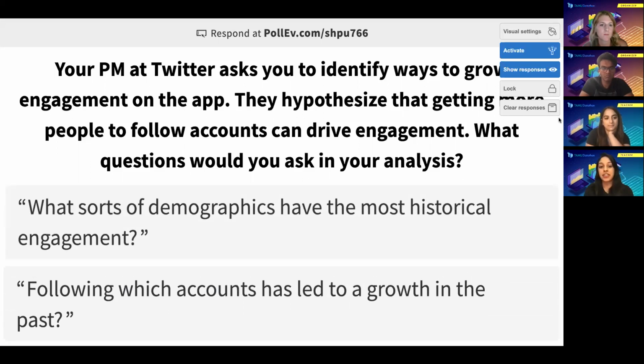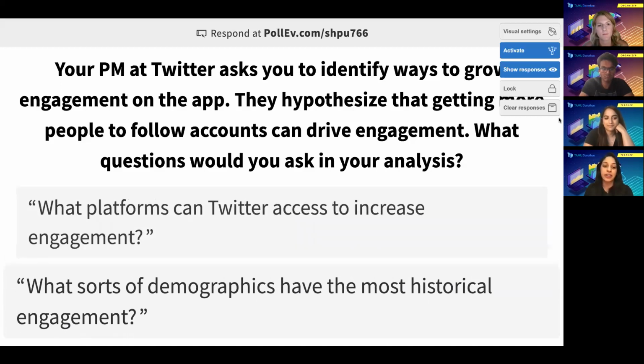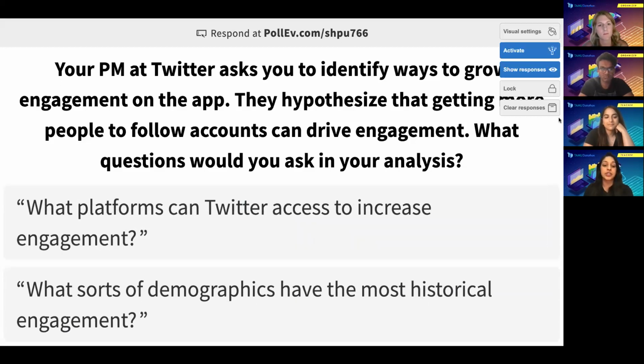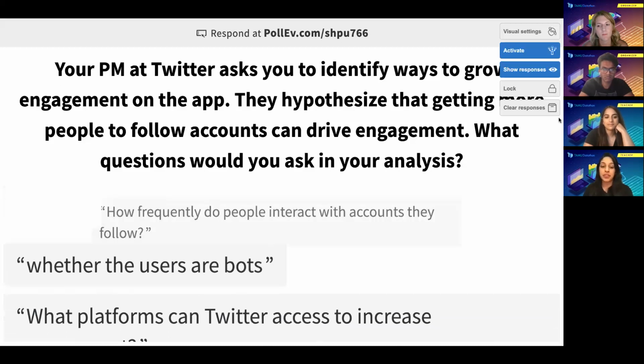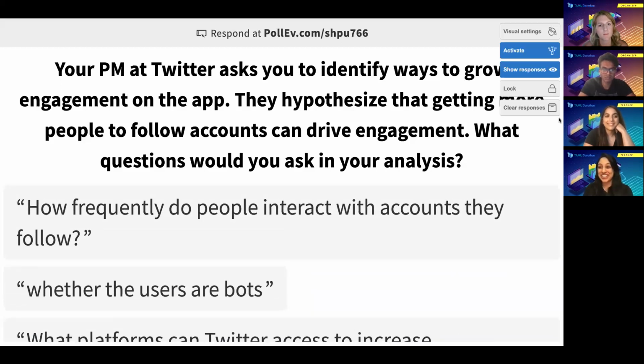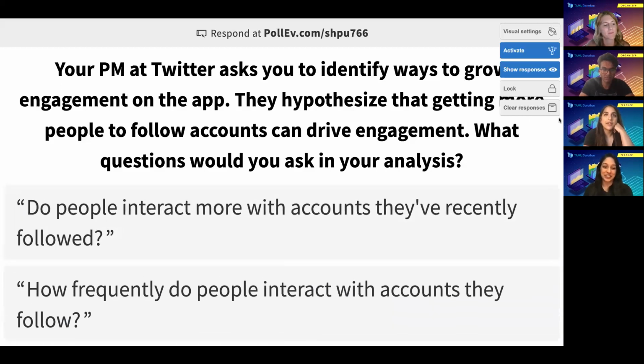Yes, definitely think you should focus on where this is true and where this is not true, because no hypothesis is perfectly correct or perfectly not correct. You should really think on that granular area. What sorts of demographics? Yep, also focusing on specific areas. What platforms can Twitter access to increase engagement? Yep. Whether the users are bots. That's definitely true. That's a good one too, because anytime you do have a data set, you need to think about whether you can even count all of your data as engagement.